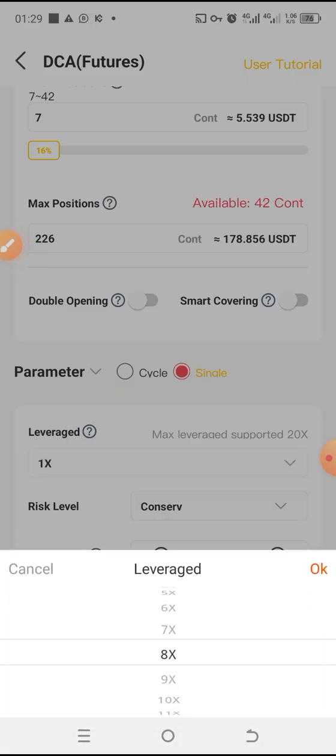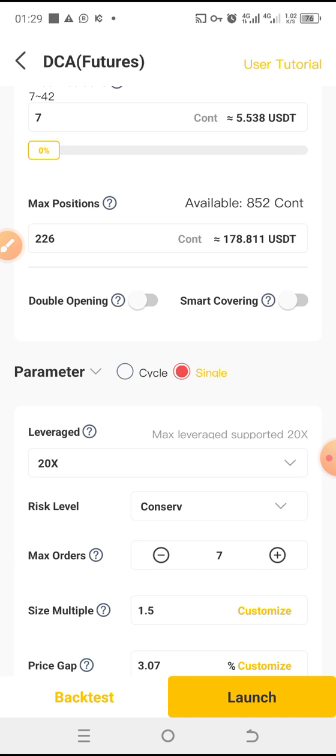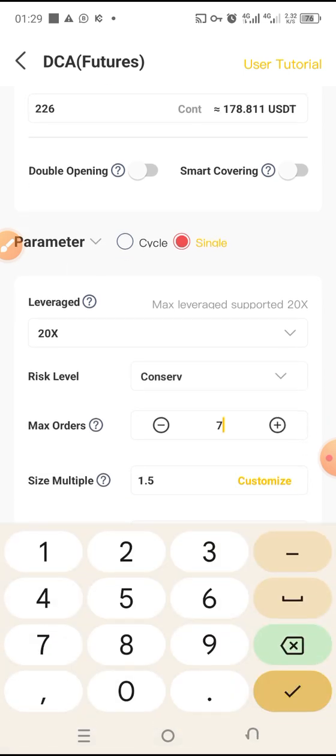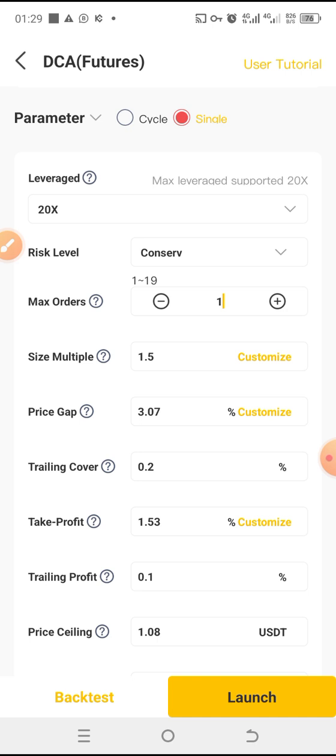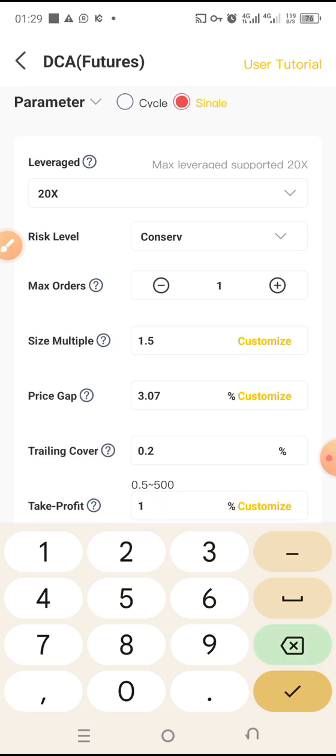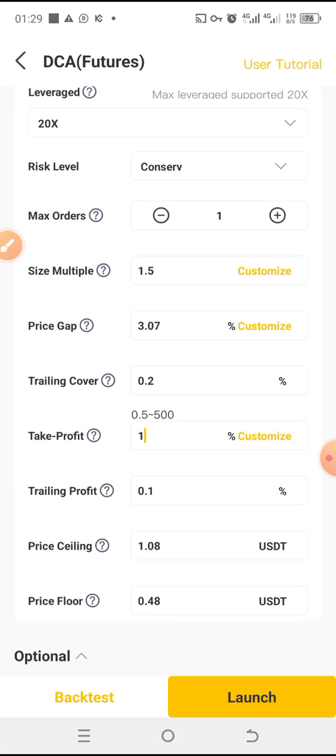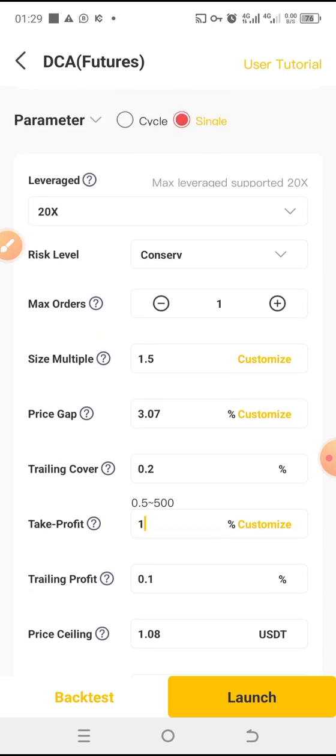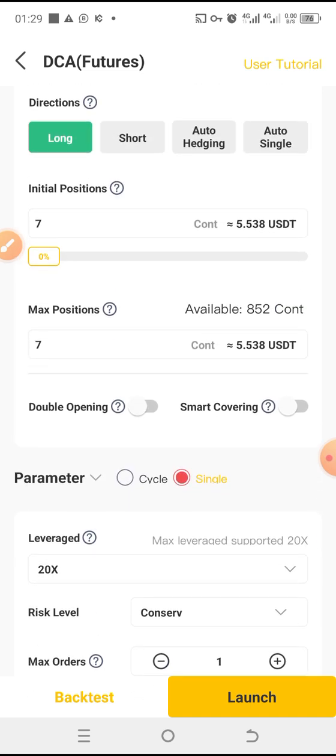Then you change this from 1 to 20. Okay, 20 is the max here. Then max order, you are buying just one, and it's a single. Then you're taking profit. When do you want to take profit? Price gap, multiple profits. You want to take profit at 1 is okay. What else? Every other thing is okay for now. Profit down, yes, 1.